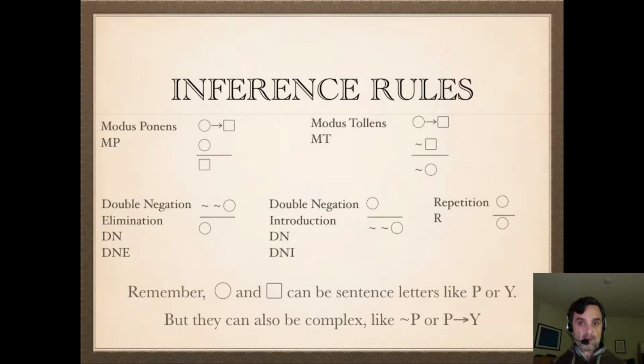So first, inference rules. Here we have the 5 inference rules. Modus Ponens, or MP, says if you have a conditional and the antecedent of the conditional, you can infer the consequent. We have Modus Tollens, or MT, that says if you have a conditional and the negation of the conditional's consequent, then you can infer the negation of the conditional's antecedent. We have double negation elimination, which says if you have a sentence with 2 negations in front of it, you can write down the sentence without those 2 negations. We have double negation introduction, which says if you have a sentence, you can write down the sentence with 2 negations in front of it. And we have repetition, which we're not going to worry about.